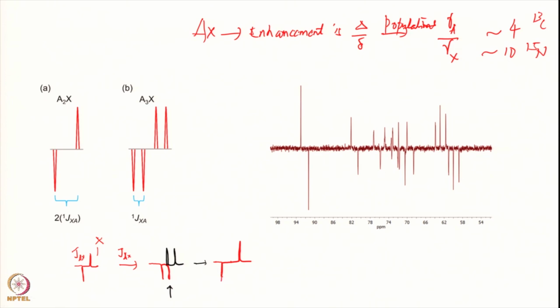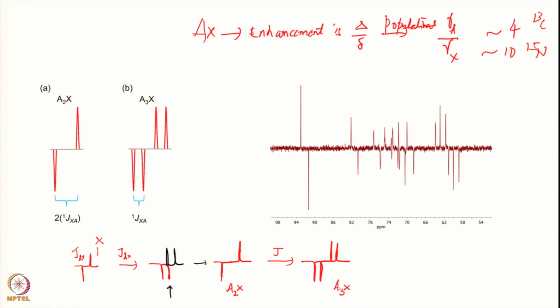Now you can consider further, suppose there is an A3X. If there is an A3X, these two will split again. So if you have another J, then these two will again split like this, and then the other one will also split, but now it will come closer because it will go on to this side. This is what will happen for an A3X, so this will be the A3X and this will be the A2X.